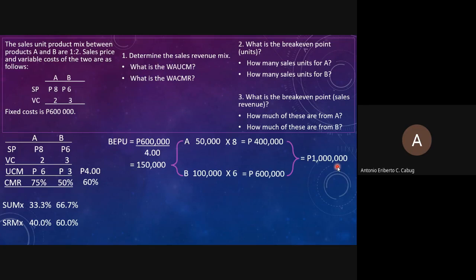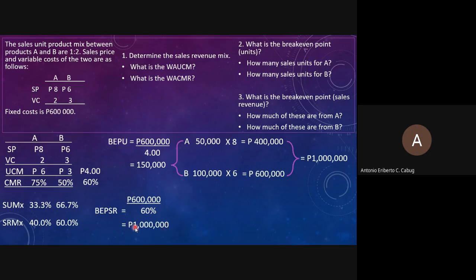There is an alternative way in order to arrive at the break-even point in sales revenue. How did we arrive at the formula last time? It is the product of CMR times sales revenue. You can arrive at your contribution margin. Tama? Break-even point in sales revenue is the total fixed cost divided by the CMR. 600K divided by 60%. In revenue, as I've told you a while ago, it's still 1 million pesos.